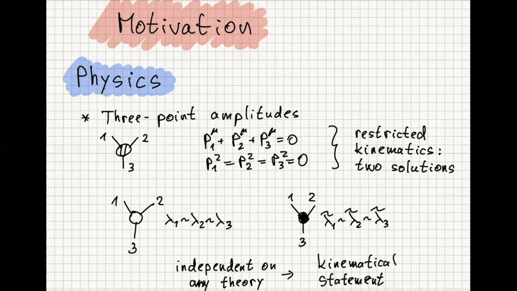In 1 solution, all these lambda spinors are proportional, and the lambda tilde spinors are not. They are generic. They do satisfy some condition, but they are not proportional. And in the other version, all the lambda tilde spinors are proportional. So we have these 2: the momentum conservation and these on-shell conditions only allow us these 2 solutions. Okay, this is independent of the theory. So when we graphically represent these amplitudes, we will use these 2 different blobs, white and black, depending on which solution we are talking about.